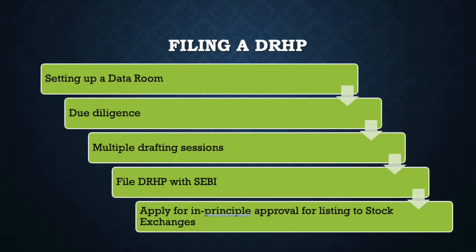Now, once you've done your diligence, you then start preparing disclosures. You start preparing the chapters that go into a draft red herring prospectus. And we've seen what the chapters are in a previous video. Now, once a number of these chapters have been prepared, we can then put them together, and now you have the first version of a draft red herring prospectus.